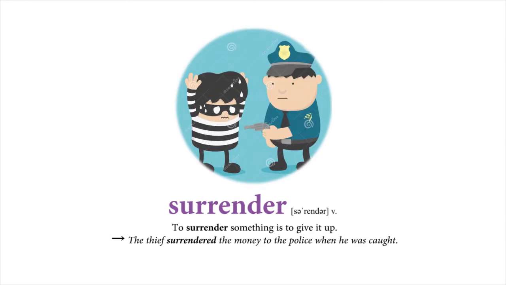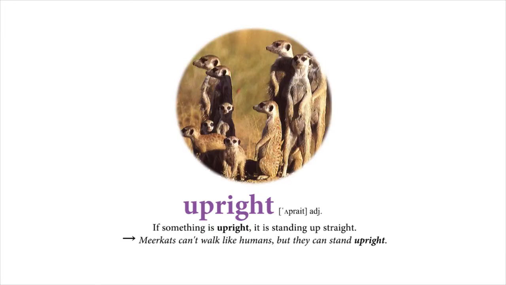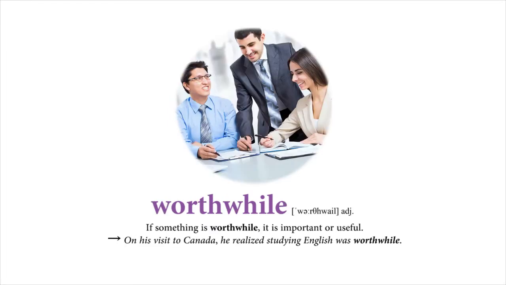Surrender. To surrender something is to give it up. The thief surrendered the money to the police when he was caught. Upright. If something is upright, it is standing up straight. Meerkats can't walk like humans, but they can stand upright. Worthwhile. If something is worthwhile, it is important or useful. On his visit to Canada, he realized studying English was worthwhile.